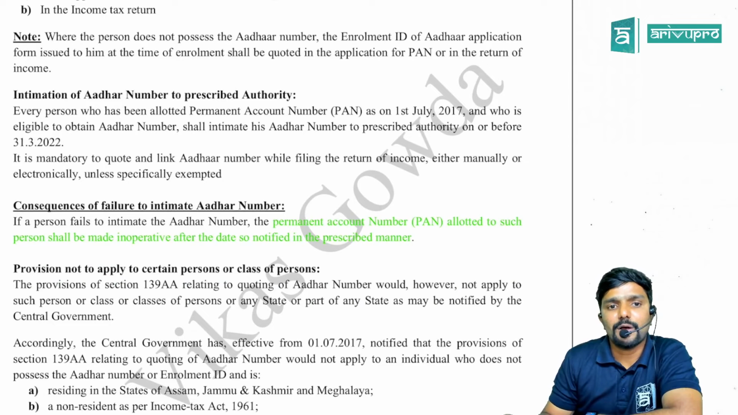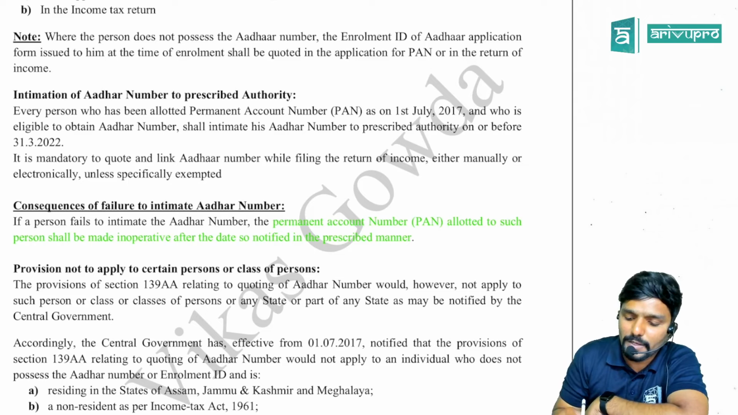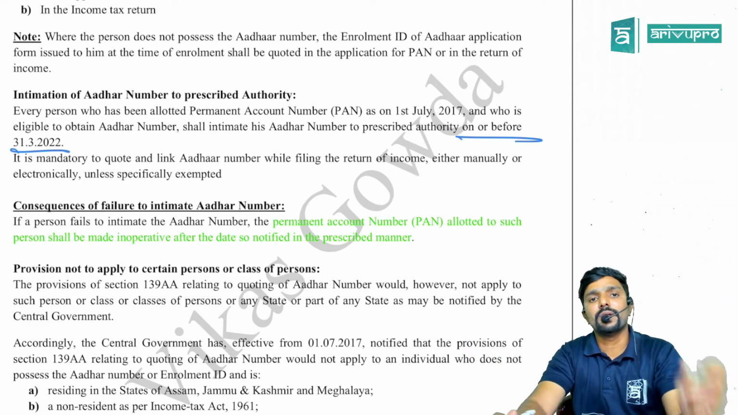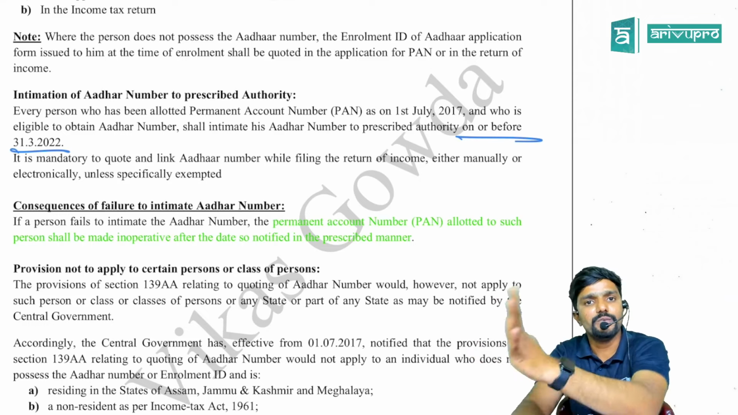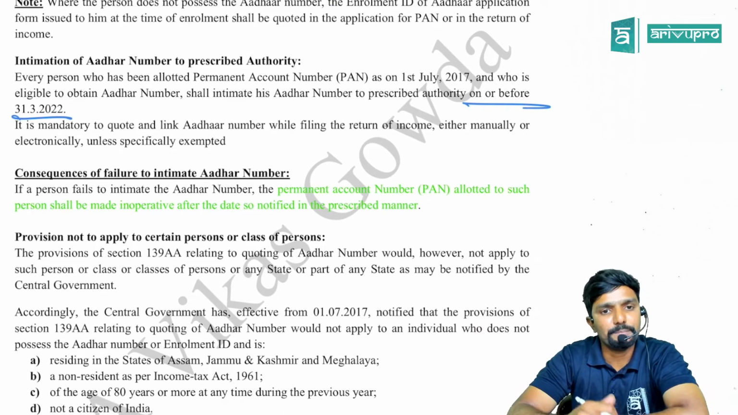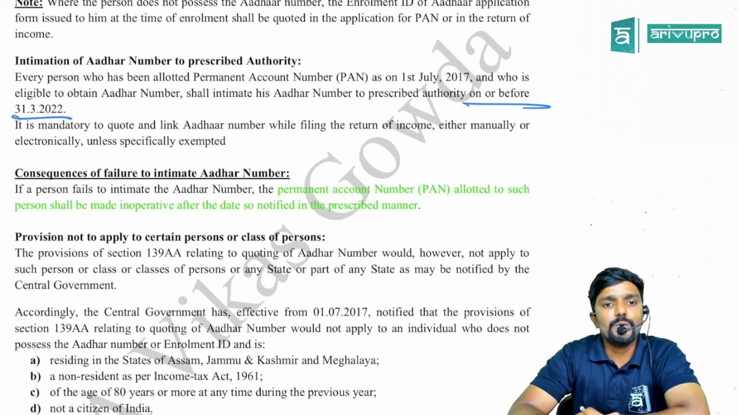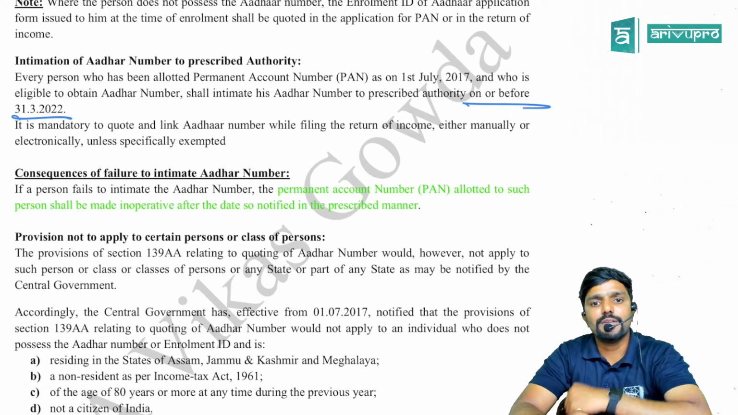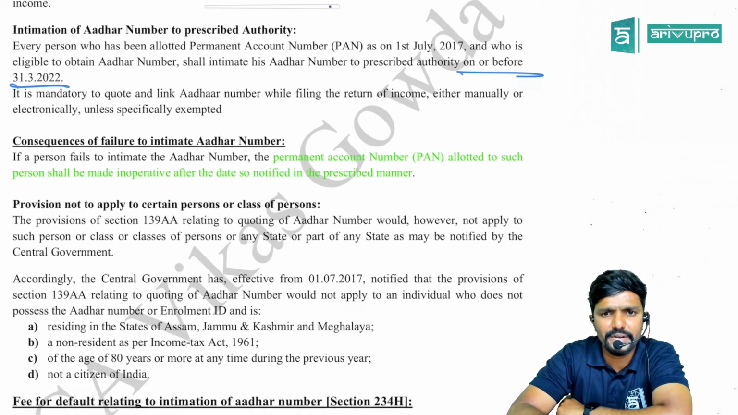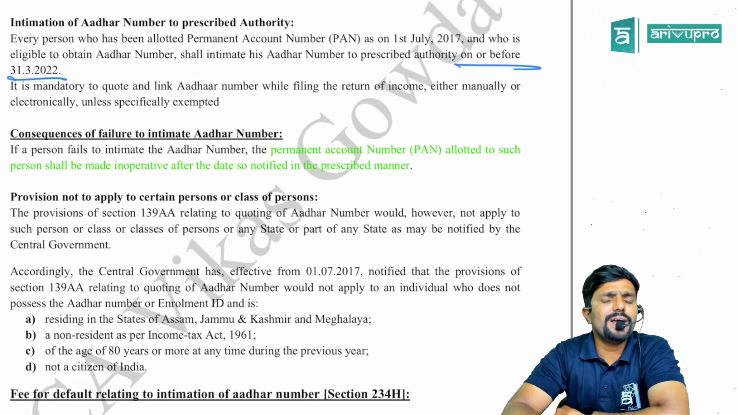Now, intimation of Aadhaar number. Every person who has been allotted permanent account number as on 1st July 2017 and who is eligible to obtain Aadhaar number shall intimate his Aadhaar number to the prescribed authority on or before 31st March 2022. It means you have to link your Aadhaar with PAN on or before 31st March 2022, which is already over. This was the deadline which was given to link Aadhaar with PAN. It is mandatory to quote and link Aadhaar number while filing the return of income either manually or electronically unless specifically exempted.